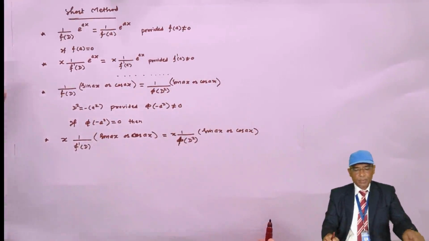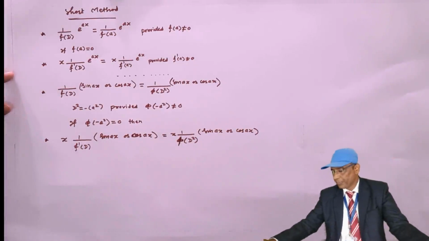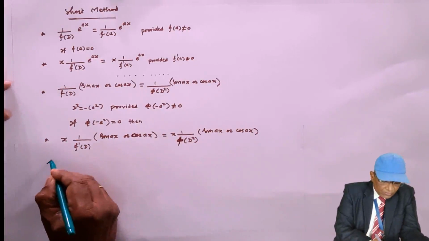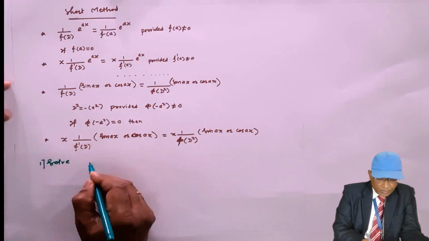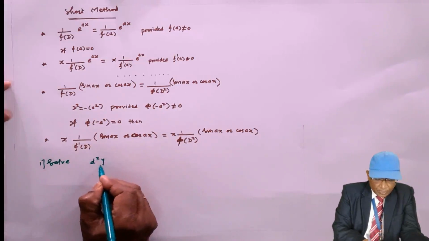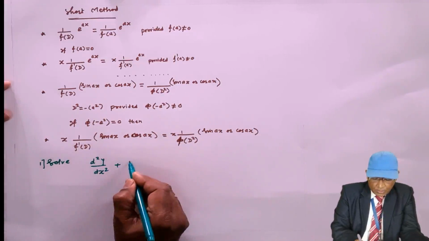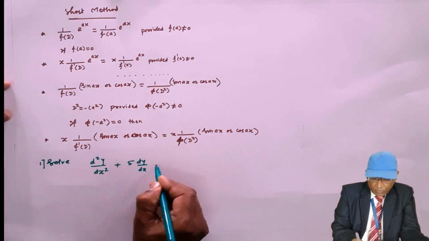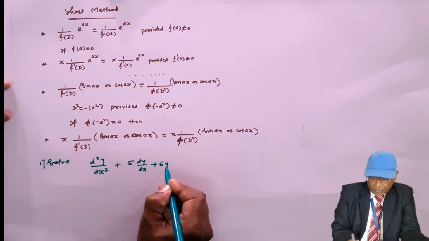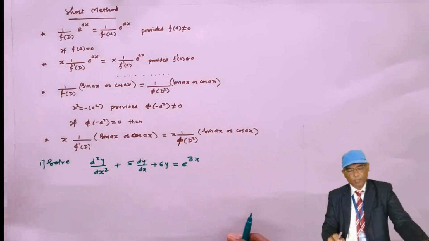Now, some problems we are going to solve. Solve the differential equation. First problem, or short method: solve the differential equation d2y by dx square plus 5 dy by dx plus 6y is equal to e to the power 3x in this way.